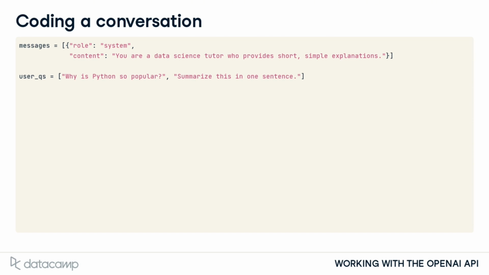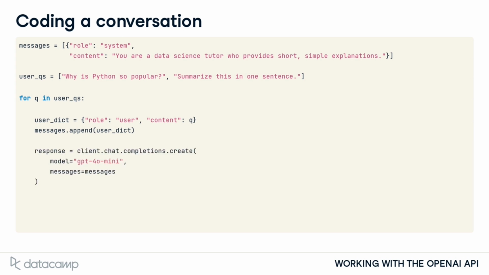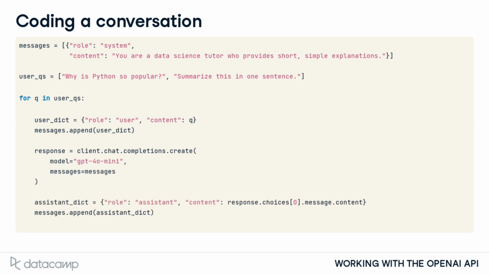Because we want a response for each question, we start by looping over the user questions list. Next, to convert the user questions into messages for the API, we create a dictionary and add it to the list of messages using the list append method. We can now send the messages to the chat completions endpoint and store the response. We extract the assistant's message by subsetting from the API response, converting to a dictionary so it's in the messages format, then add it to the messages list for the next iteration.